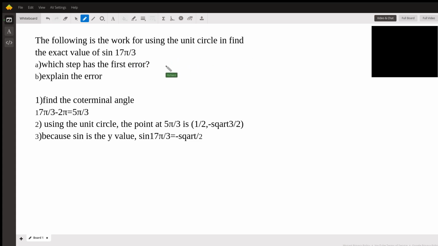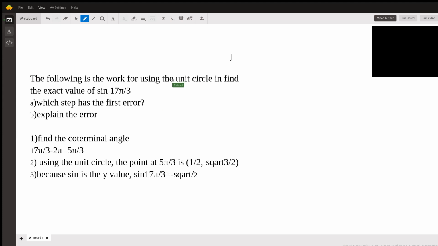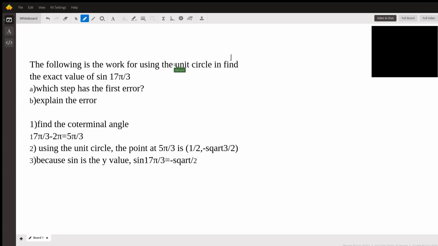So first thing we want to do is find a coterminal angle. Sometimes these things get away, they escape. So we're going to do step 1, which is the coterminal angle. The angle of interest is 17 pi over 3.